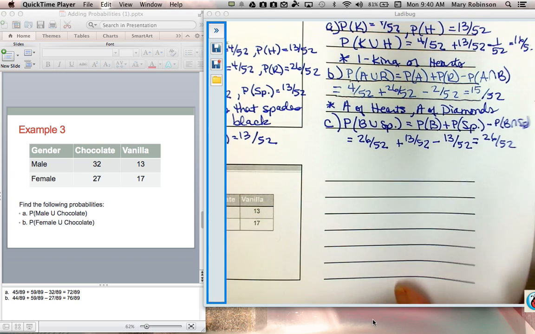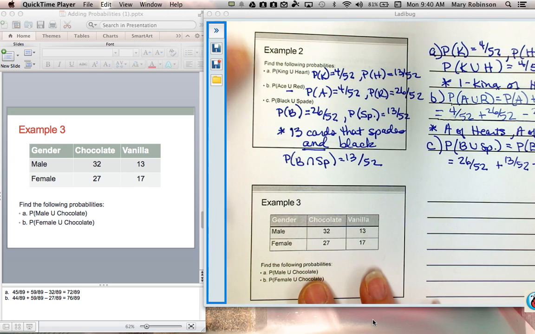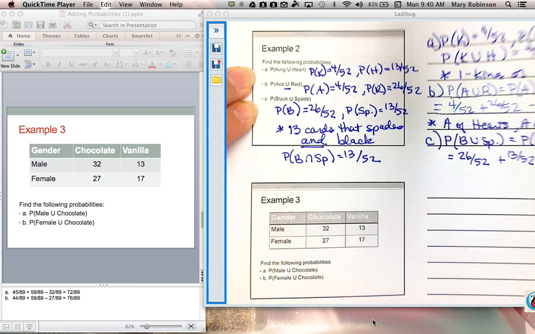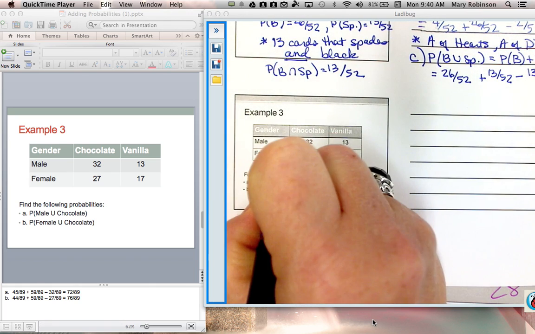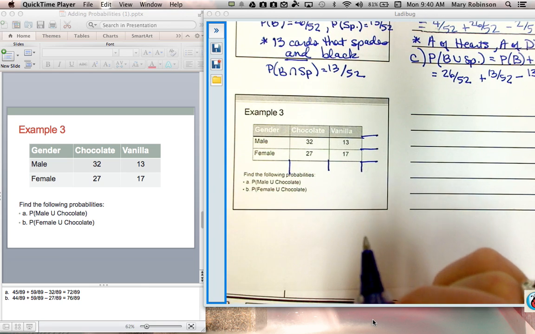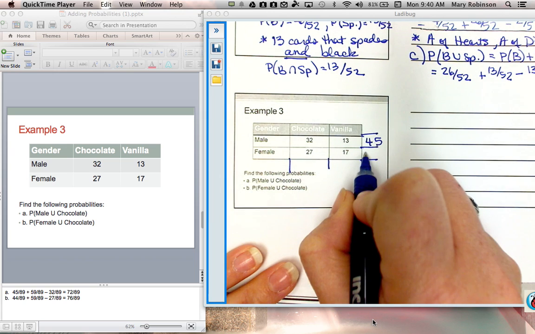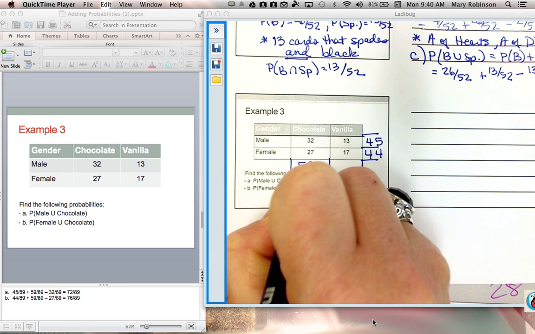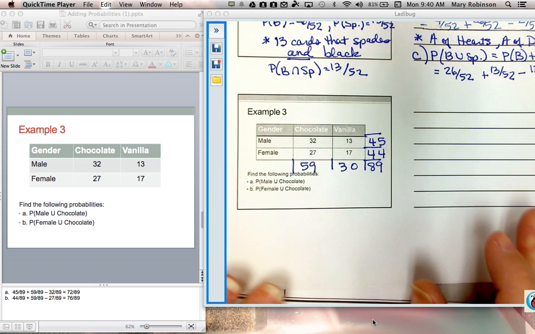Next, we're going to move on to looking at adding probability when we have a frequency table. So this is an instance where, up here, for example 2, we were just asking you to find some probability without any type of visual representation. Example 3 is a visual representation in the form of a frequency table, which we have been working with. Of course, to find any probability, we want to find our totals. So the total number of males is 45. The total number of females is 44. The total number who like chocolate is 59, and the total for vanilla is 30, for an overall total of 89.